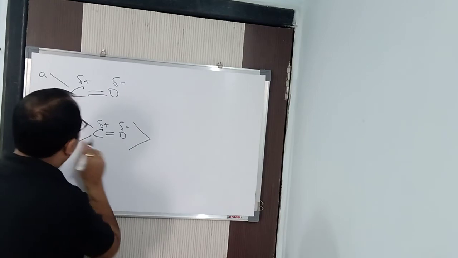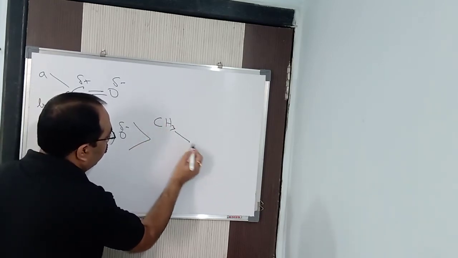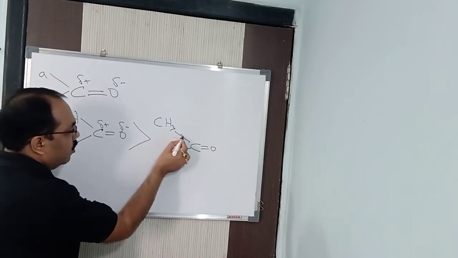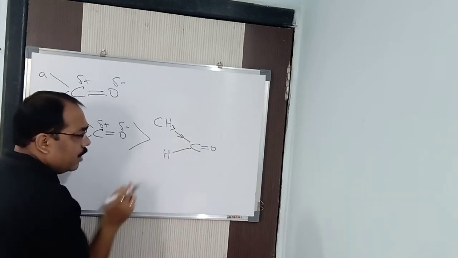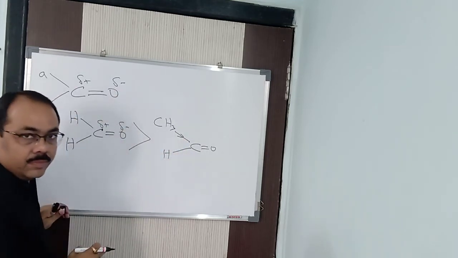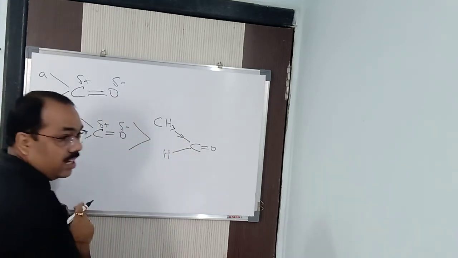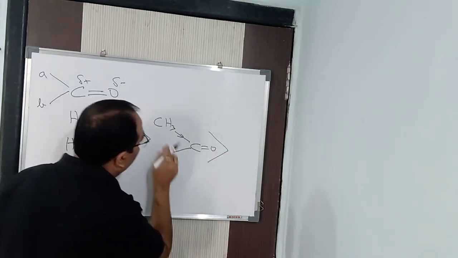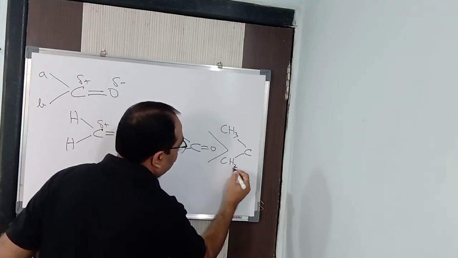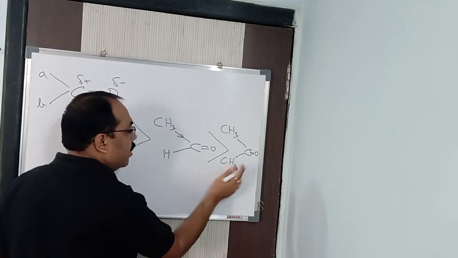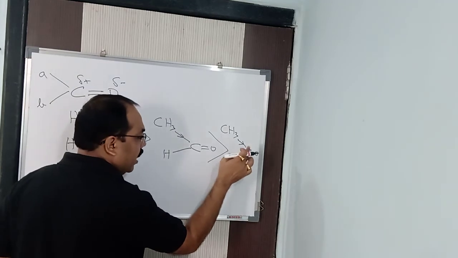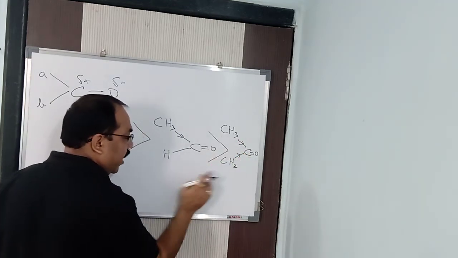Now here I am adding one CH3 group. The CH3 group is a donor group, as I already said, so the electropositive character of the carbonyl carbon will slightly decrease, and the reactivity decreases. So formaldehyde is more reactive than acetaldehyde. Now one more CH3 group is added here, CH3 and CH3 with the double bond to O. That means one more electron donor is added, so the electropositive character of the carbonyl carbon decreases further, and the reactivity decreases further.